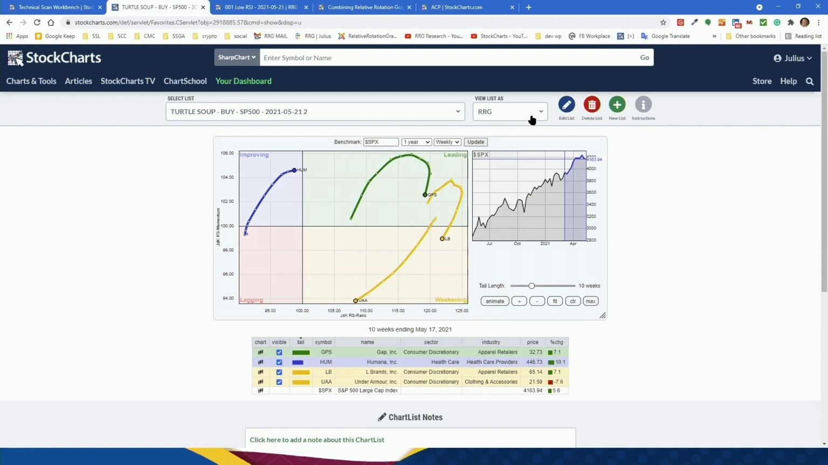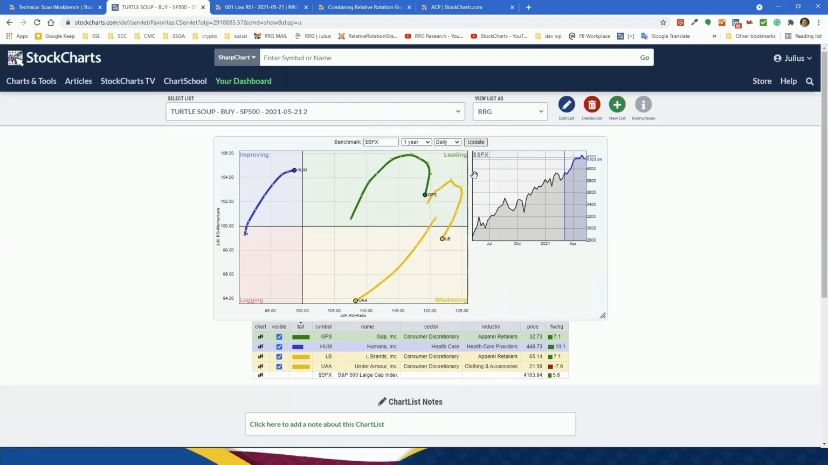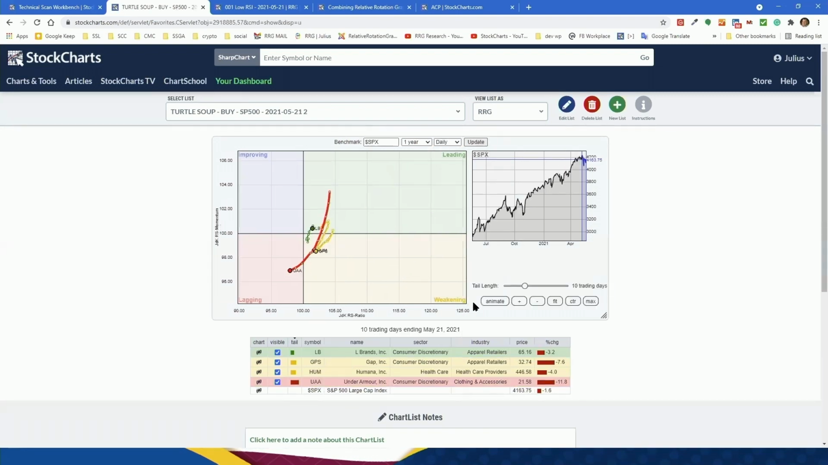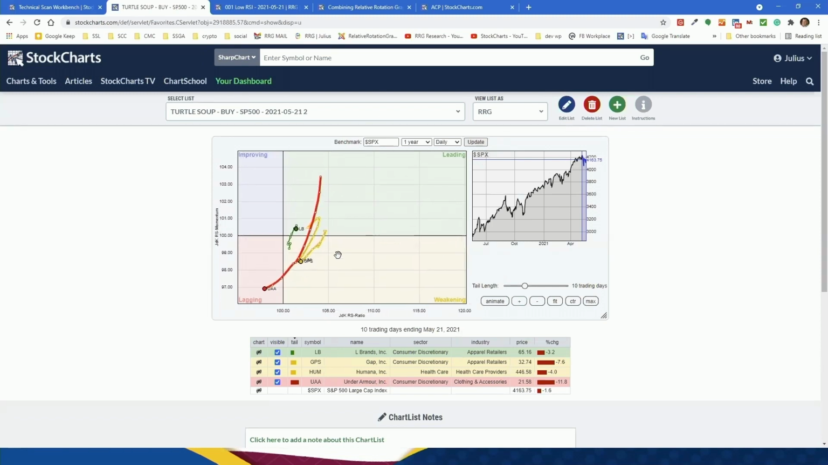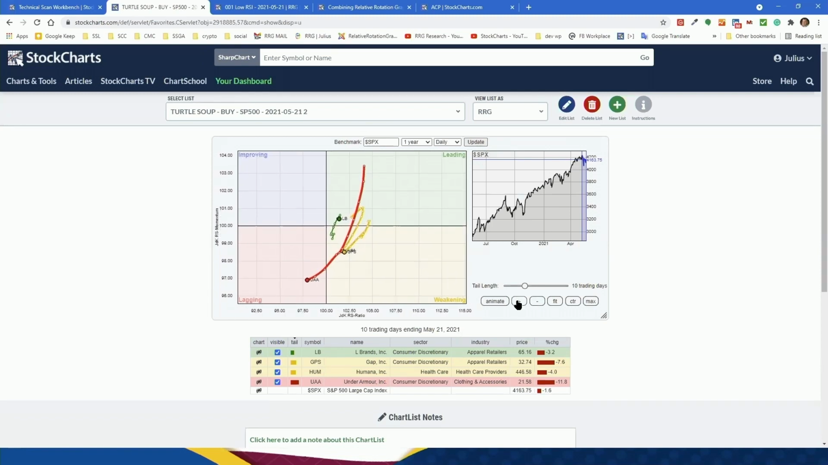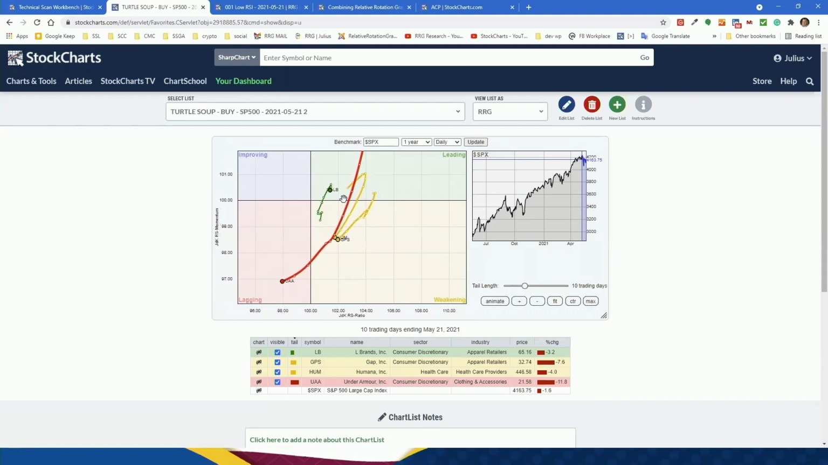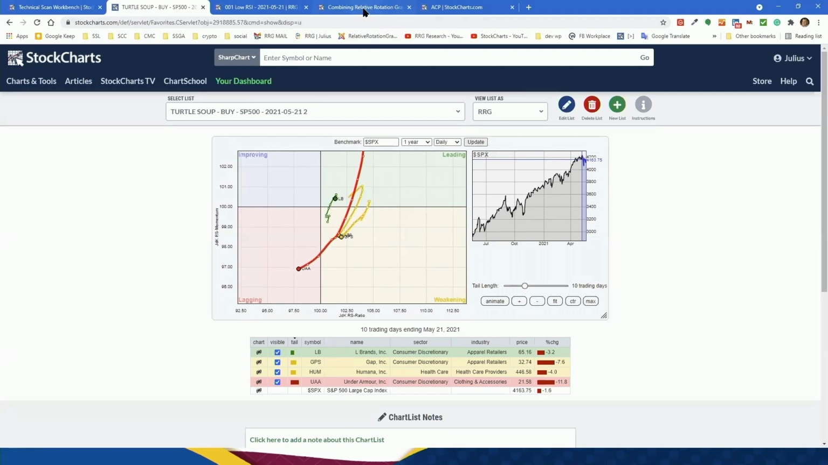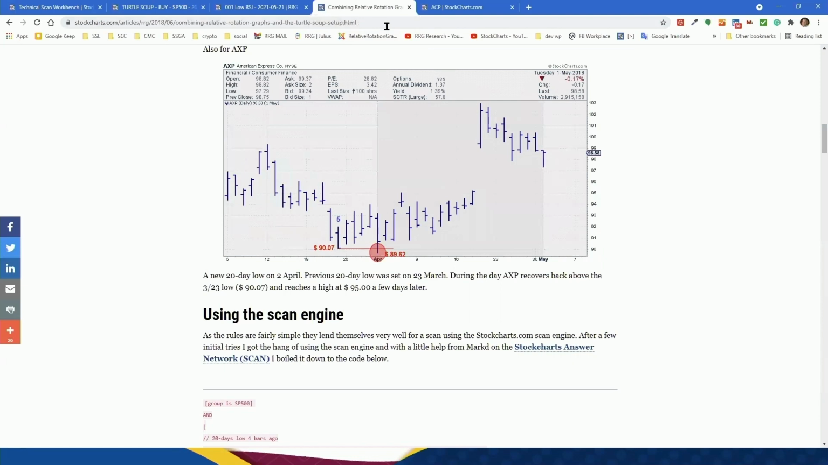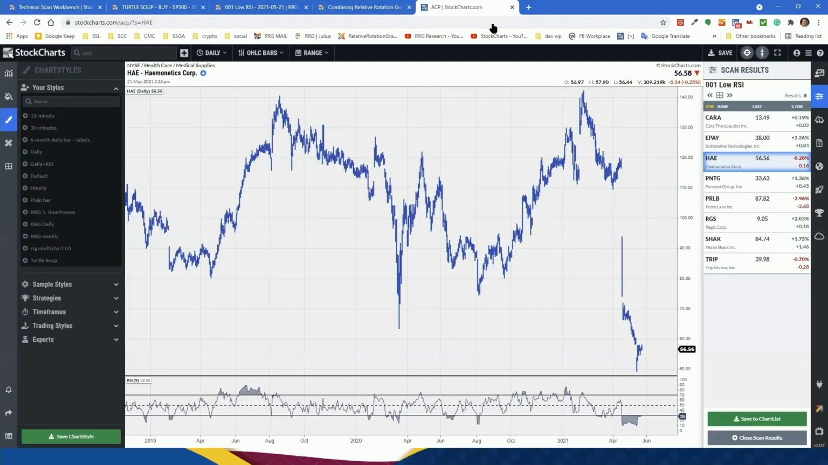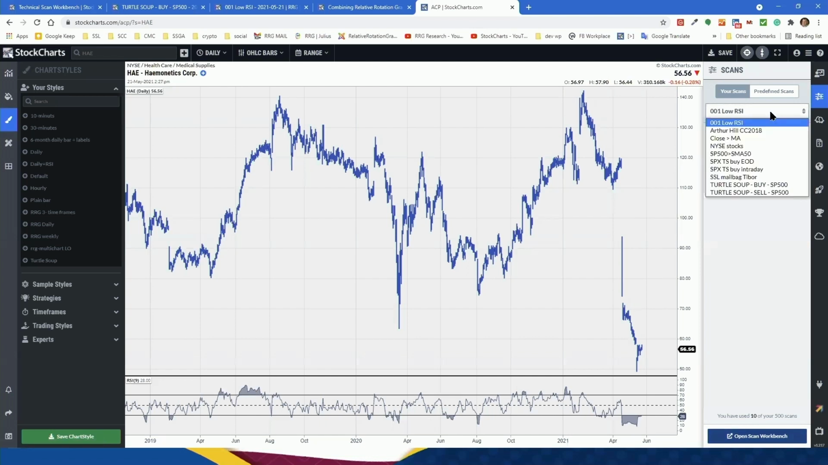This is weekly. We can also check it quickly on the daily. And there you see it's a little less, but L Brands is still in leading. It's losing a little bit of strength. And again, you can go to the ACP, close these results. I can use my turtle soup buy.